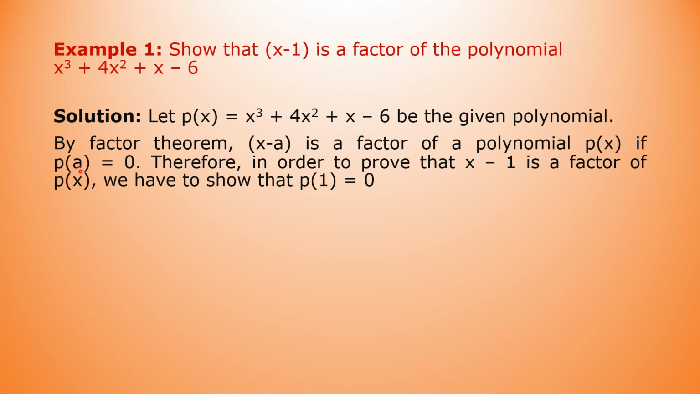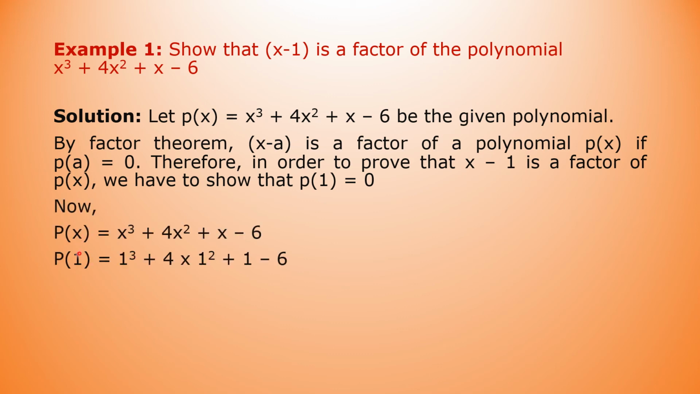So, here is a condition. In this case, x minus a is a factor of the polynomial p of x if p of a is equal to 0. Therefore, in order to prove that x minus 1 is a factor of p of x, we have to show that p of 1 is equal to 0. Here we have taken the zero of the polynomial, that is, p of 1 is equal to 0.